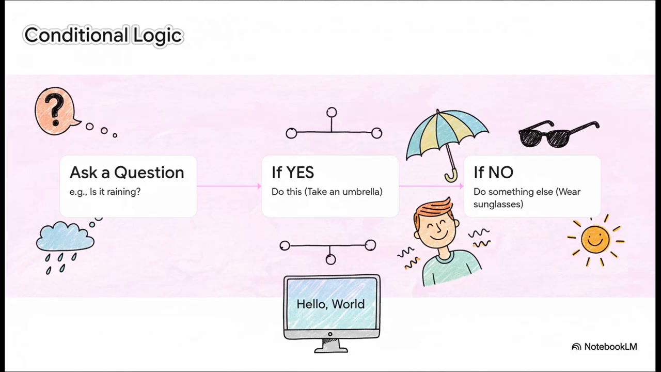So how does a program actually think? How does it make decisions? It uses something called conditional logic, usually with if-else statements, and it works just like it sounds. You ask a question. If it's raining, then you tell the program to do one thing, like grab an umbrella. Else, meaning if it's not raining, you tell it to do something else, like wear sunglasses. This simple logic is behind every smart decision an app makes.